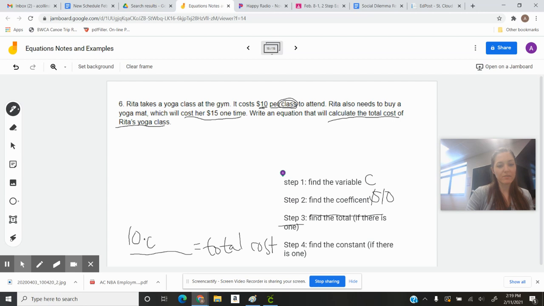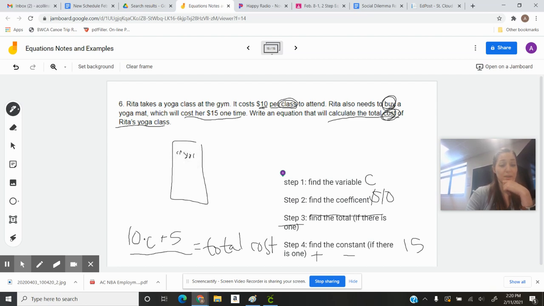All right, so I need to figure out if this is going to be, so 15 is constant for sure. I need to figure out whether it's adding or subtracting from the total cost. And since she is buying this yoga mat and we're looking for how much it costs to go to yoga, this is going to be adding to her cost. So if I had a receipt, I would have classes.